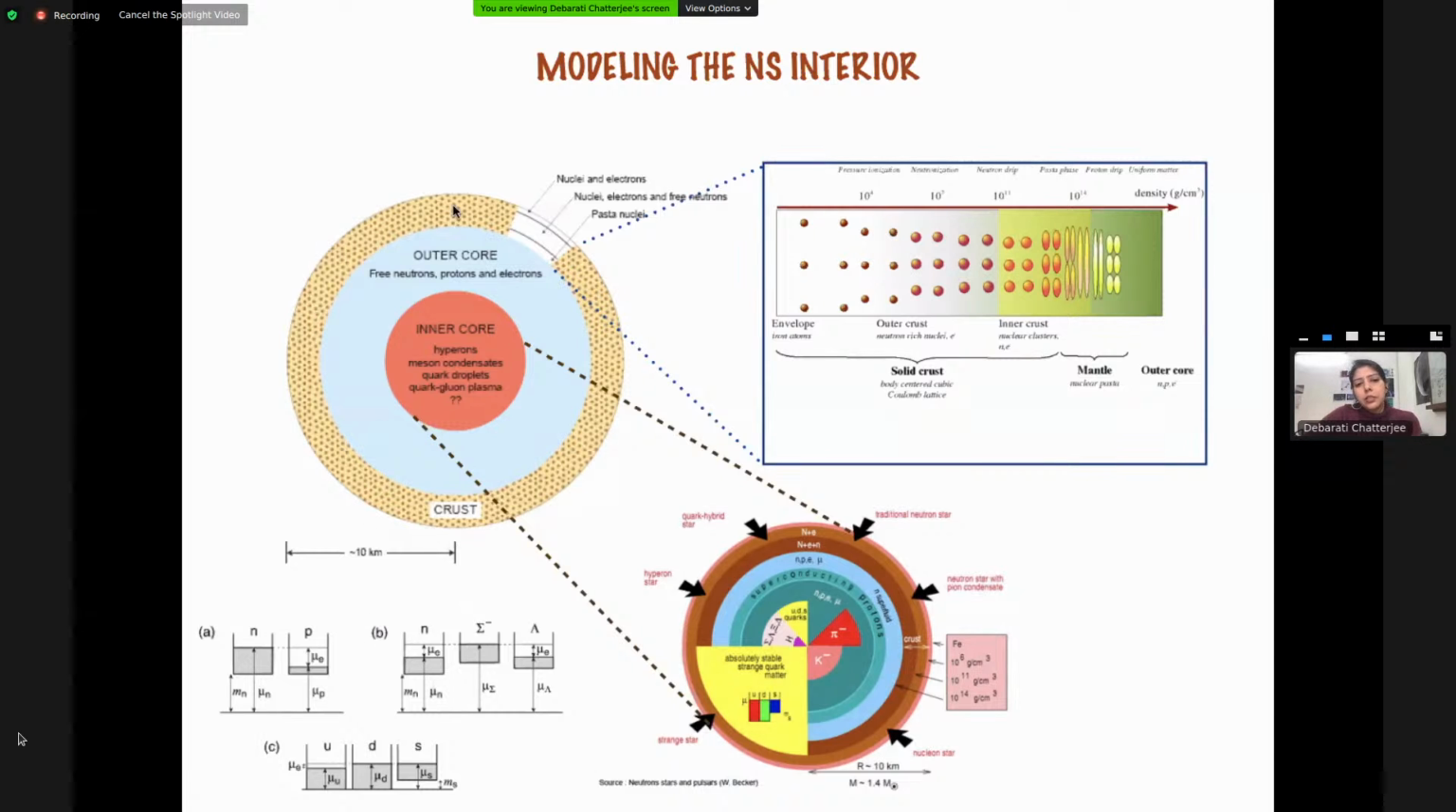So let's take a cross section of the pulsar, and let's go from outside towards the inner core. At the surface, the density increases rapidly from the surface to the interior.